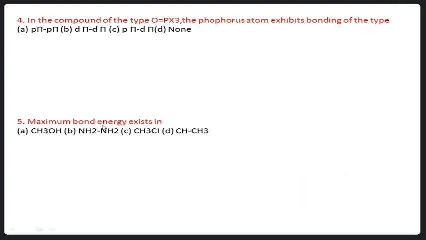Now the next question: a compound of the type O double bond PX3 of the phosphorus atom exhibits which type of bonding, pπ-pπ, pπ-dπ, or dπ-pπ? We know PX3 has X, X, X. Now oxygen is there. Oxygen has a lone pair and phosphorus has a vacant orbital, so they overlap to fulfill the octet. Now P becomes double bonded to O, with X, X and X. So what type of bonding is this? This is bonding of oxygen to phosphorus, that means pπ-dπ bonding, not dπ-pπ. So pπ-dπ bonding.